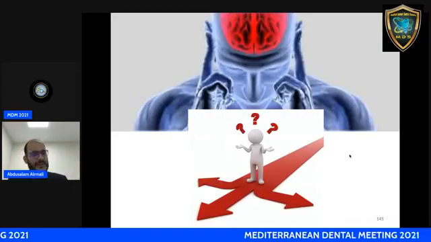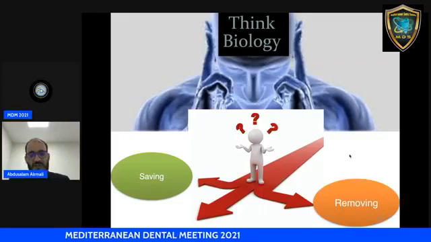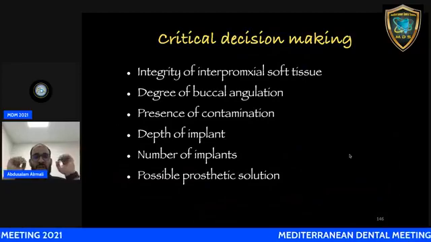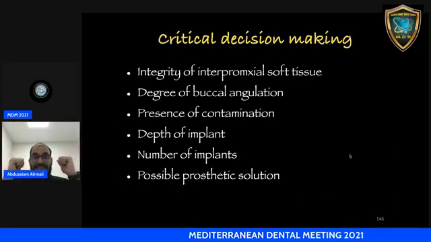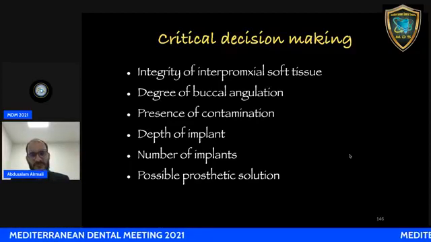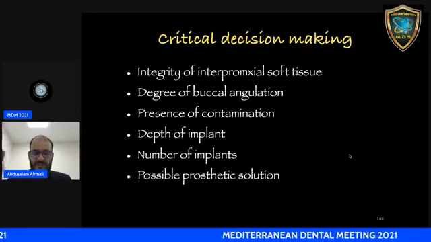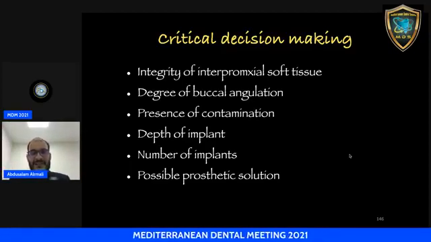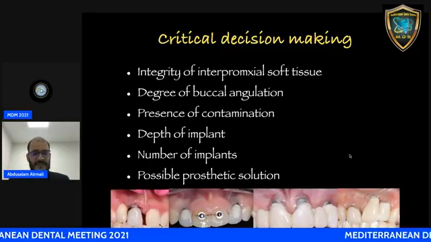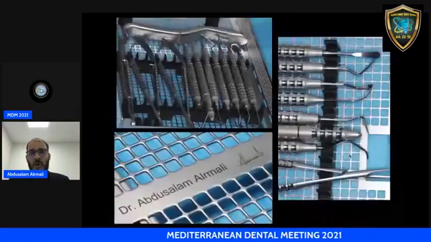You have to keep in mind, and you have to think biologically, in which cases you have to save, in which cases you have to remove. Critical decision making: you have to consider the integrity of the interproximal soft tissue, the degree of buccal angulation of the implant. Is it possible to correct it prosthetically or not? Presence or absence of contamination, and implant depth. Is it superficial or is it deep? Number of implants, distance between the implants, and possible different prosthetic solutions, and try to optimize and take into consideration all of these factors.